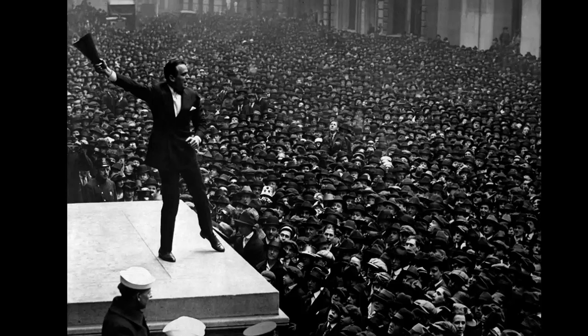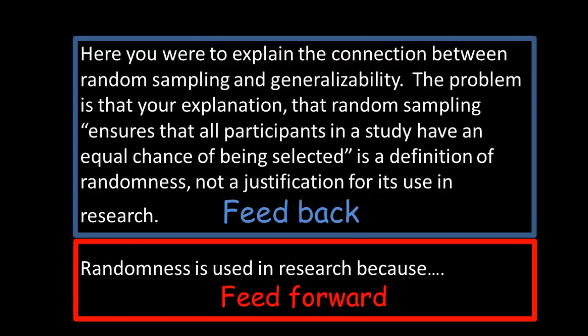So how do you provide personalization while at the same time saving your time with the teaching toolbox? One rule of thumb is to distinguish feedback from feed forward. Feedback is information on the student's performance, what they did well or poorly. Here we have an example where a student has a problem with the concept of random sampling and generalizability. The faculty member writes, "Here you were to explain the connection between random sampling and generalizability. The problem is that your explanation that random sampling, quote, ensures that all participants in a study have an equal chance of being selected, unquote, is a definition of randomness, not a justification for its use in research."